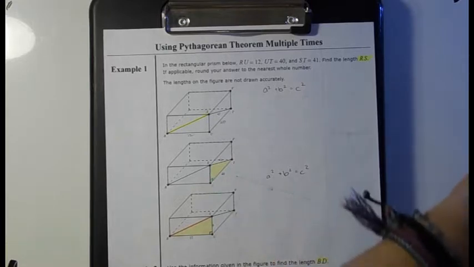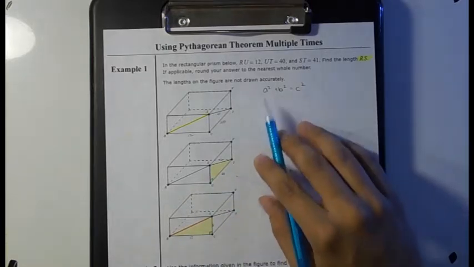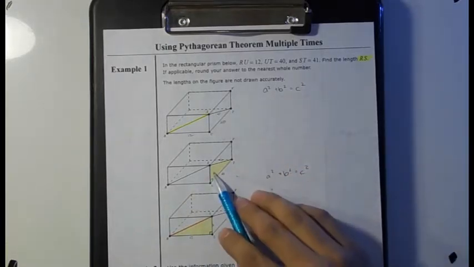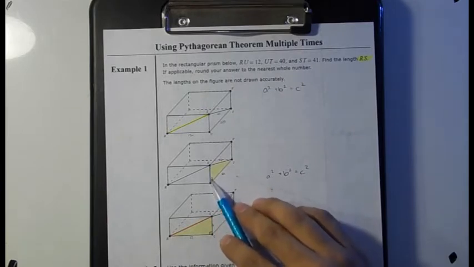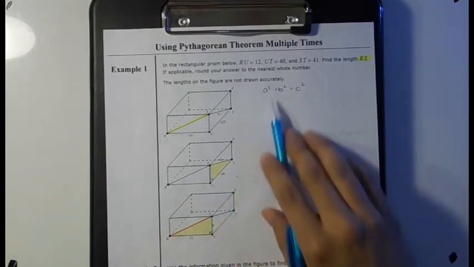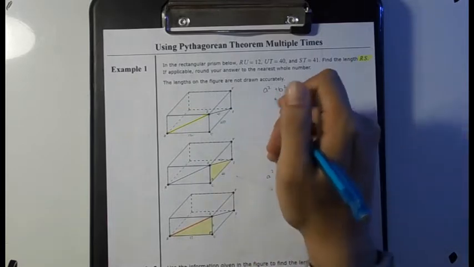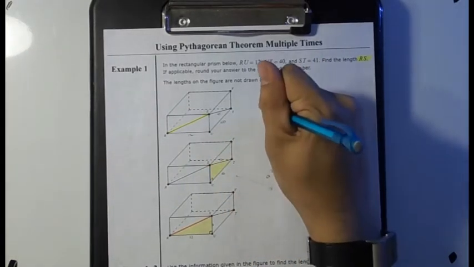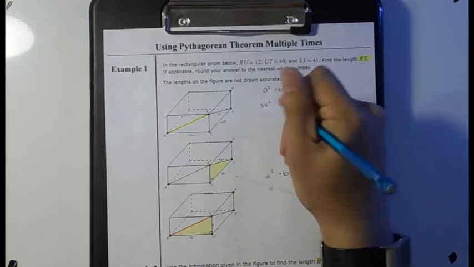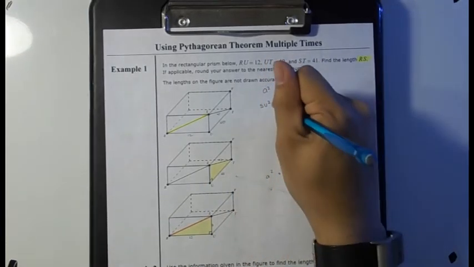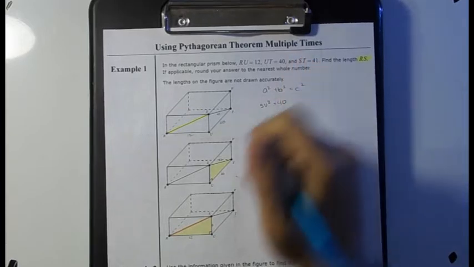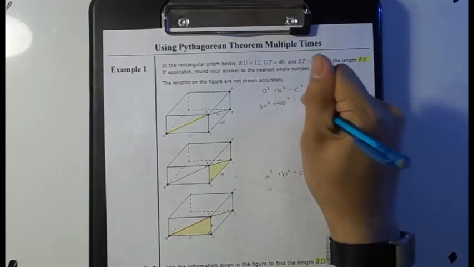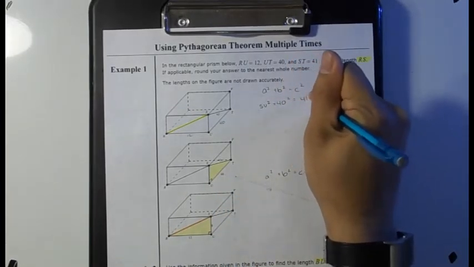So if we're just going to put a squared plus b squared equal to c squared, this blue line that I have over here, that is a leg, so that's either going to be a or b. So instead of putting a, I'm just going to put that line segment, which is SU, and I'll put that squared. The other leg is 40. Those are the ones that are adjacent to the right angle. And c squared is 41 squared.